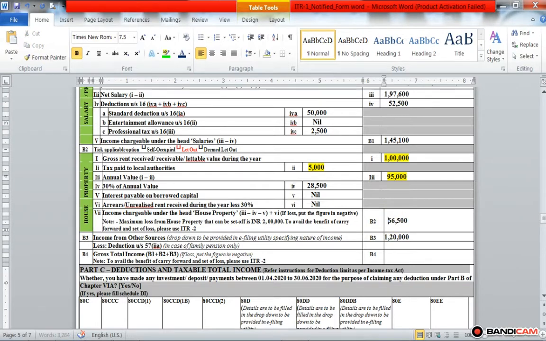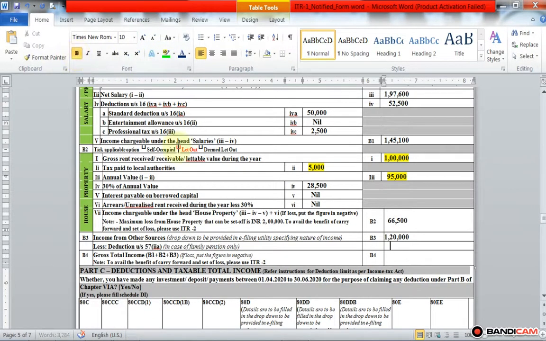Then less deduction under section 57 in case of family pension. If the income is earned by the assessee from family pension, then he gets a deduction. So in this column we write nil, because no deduction applies: the income was earned from salary and house property. Mr. Nitin has not earned income from pension.